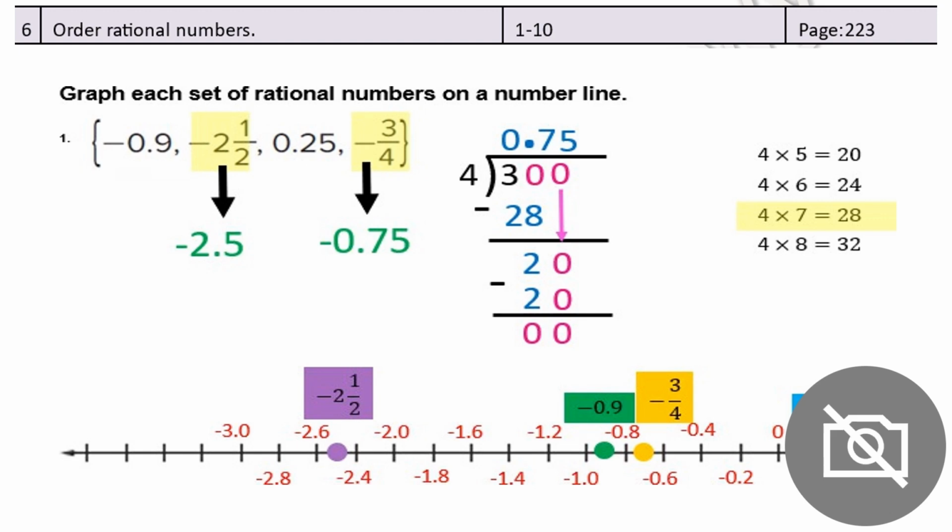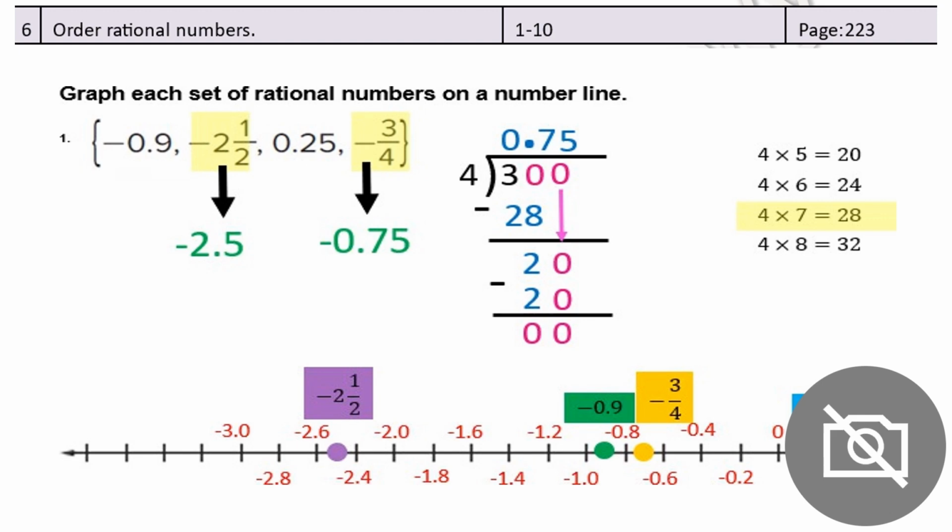Okay, and the next one is minus 3 over 4. Minus 3 over 4 means decimal is this, so in between 6 and 8 will be minus 0.7. So just left side of that, minus 3 over 4 will come. Okay, 0.9 will come between 0.8 and 1. That means both are negative. So minus 0.8, minus 1, in between minus 0.9 will come.